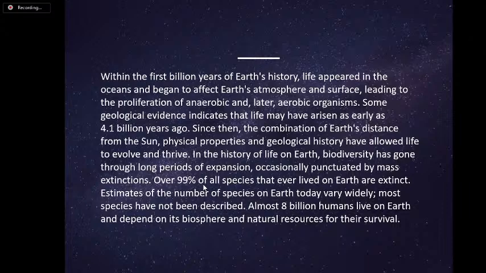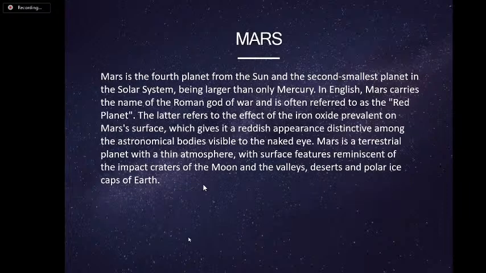So now, Mars is the fourth planet from the Sun and the second smallest planet in the solar system. Being larger than only Mercury, in English, Mars carries the name of the Roman god of war and is often referred to as the Red Planet. The latter refers to the effect of the iron oxide prevalent on Mars' surface, which gives it a reddish appearance distinctive among the astronomical bodies visible to the naked eye.